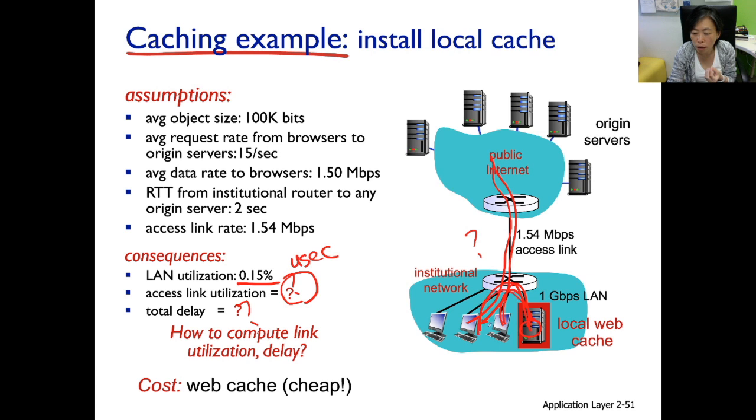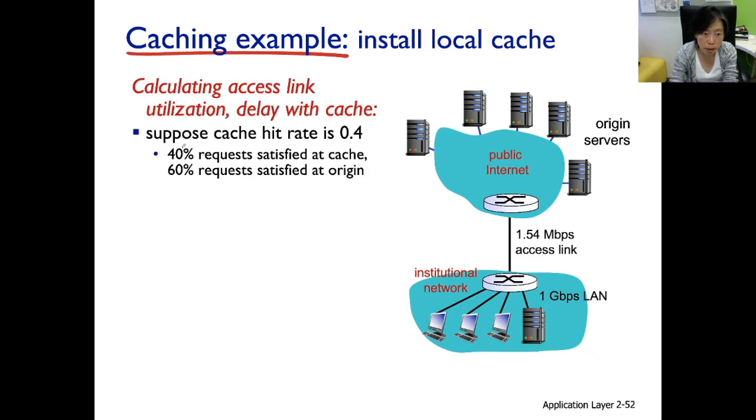Therefore, we could just transmit the object from the web cache through the LAN to the client without going all the way up to the servers. So that is this thing called the hit rate. The proportion of the requests being satisfied locally, that's the hit rate or the success rate.